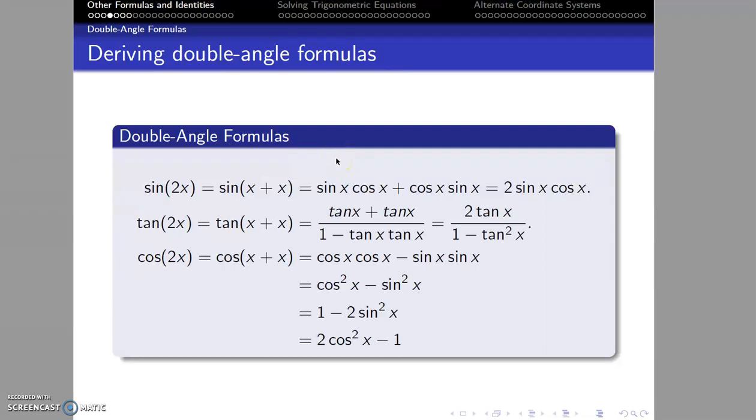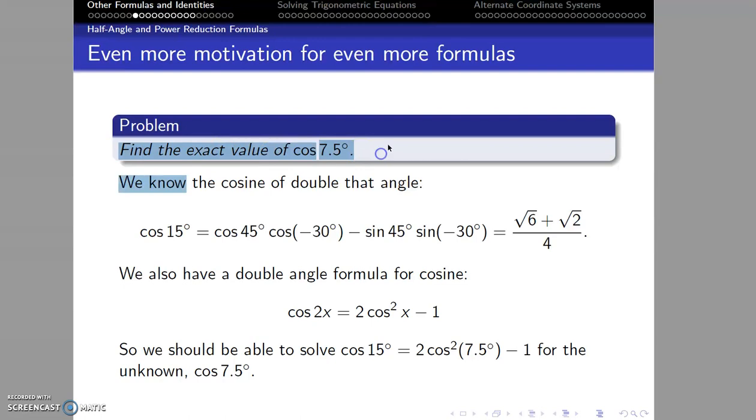And here we are again. We've got double angle formulas well in hand. And so the question might arise, well, is that enough? Do we have enough now? Well, still no. I've got another question for you here. What's the cosine of 7.5 degrees?